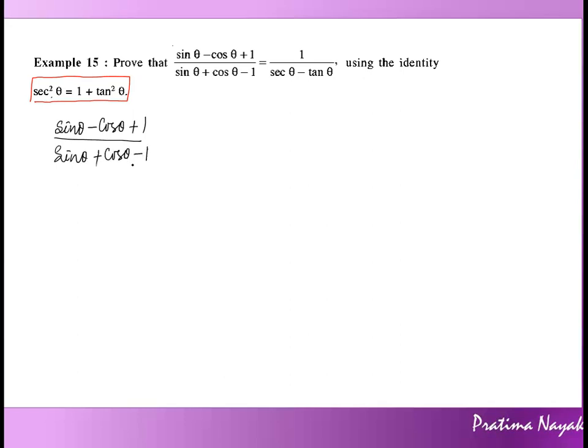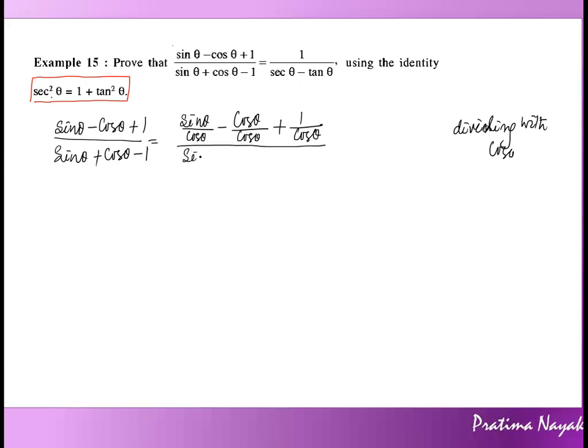How to get your tan theta? You have to divide throughout by cos theta. Each term I'll divide with cos theta. Then I'll get sin theta by cos theta, minus cos theta by cos theta, plus 1 by cos theta, upon sin theta by cos theta, plus cos theta by cos theta, minus 1 by cos theta.